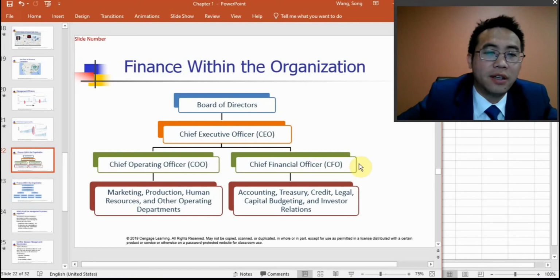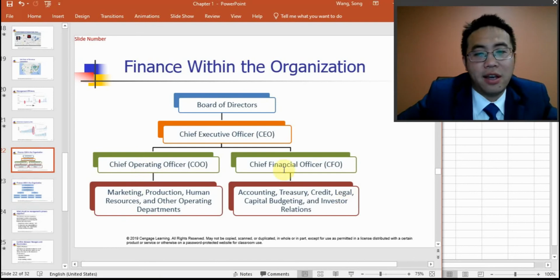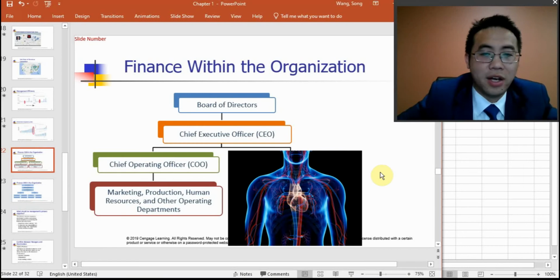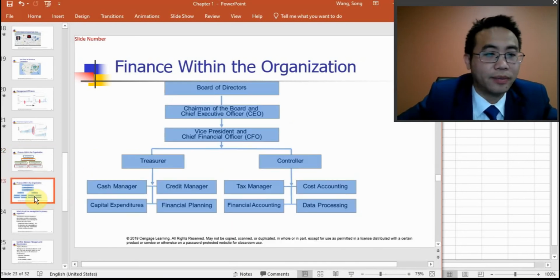So if you take a look at this organizational structure, the COO to a firm is like the muscle and the bones to a human body. Without the muscle and bones, the human body cannot move. And the CFO to a firm is more like the blood circulation system. Without blood, the company cannot run, cannot survive.